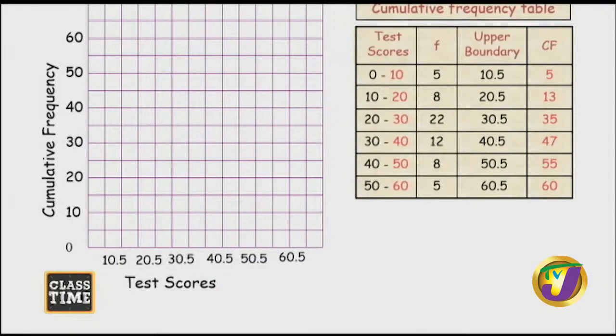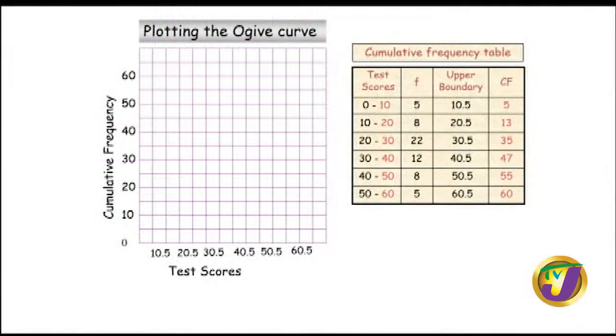Now this is where it is crucial. What do I plot on my graph? Well, if we're looking at our upper boundaries, which is our test scores, and our cumulative frequency on our y-axis, I'm going to look at my table, and my first point is 10.5, and it's mapped onto 5. Right, but which 5? The 5 in the cumulative frequency. So that means I'm going to look for my 10.5 on my x-axis, and I'm going to try and find where 5 would be located on my y-axis.